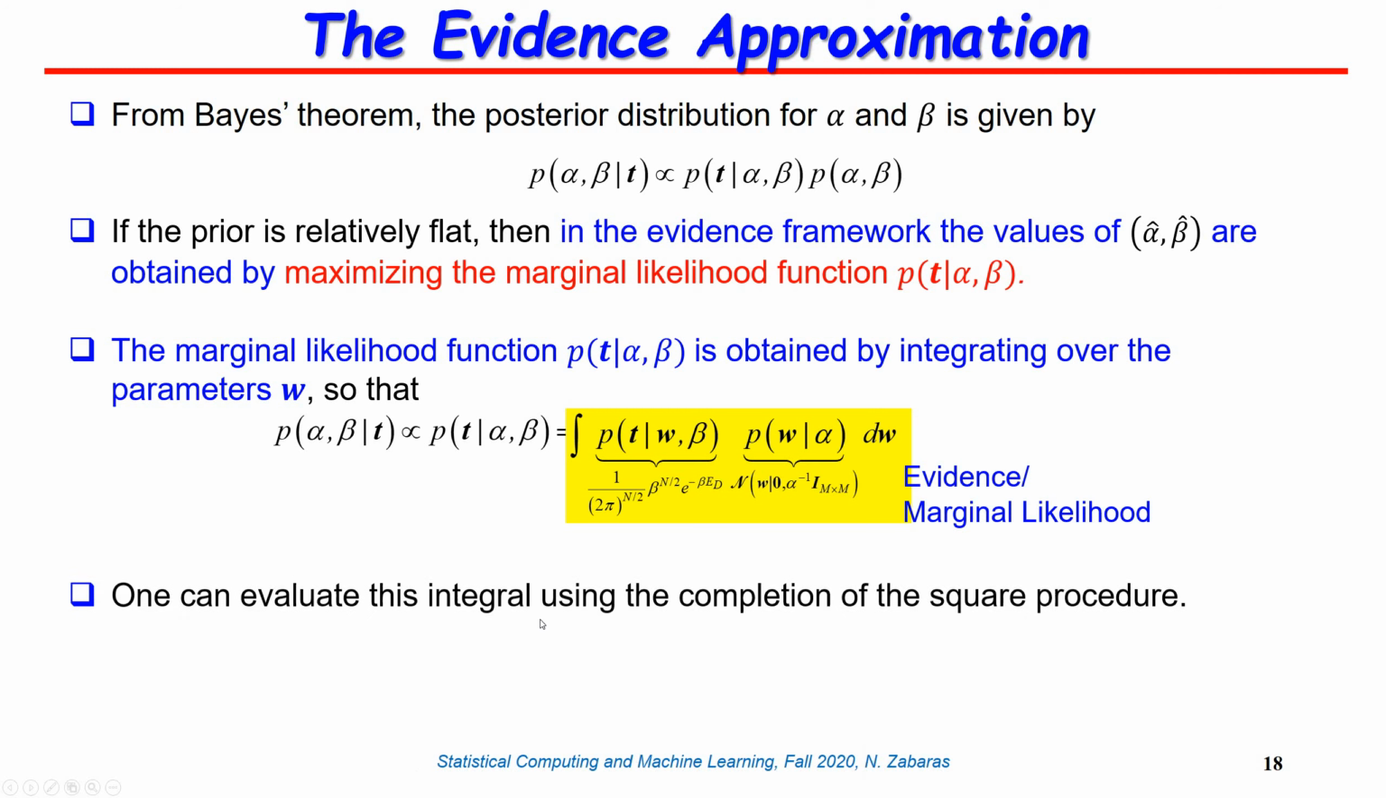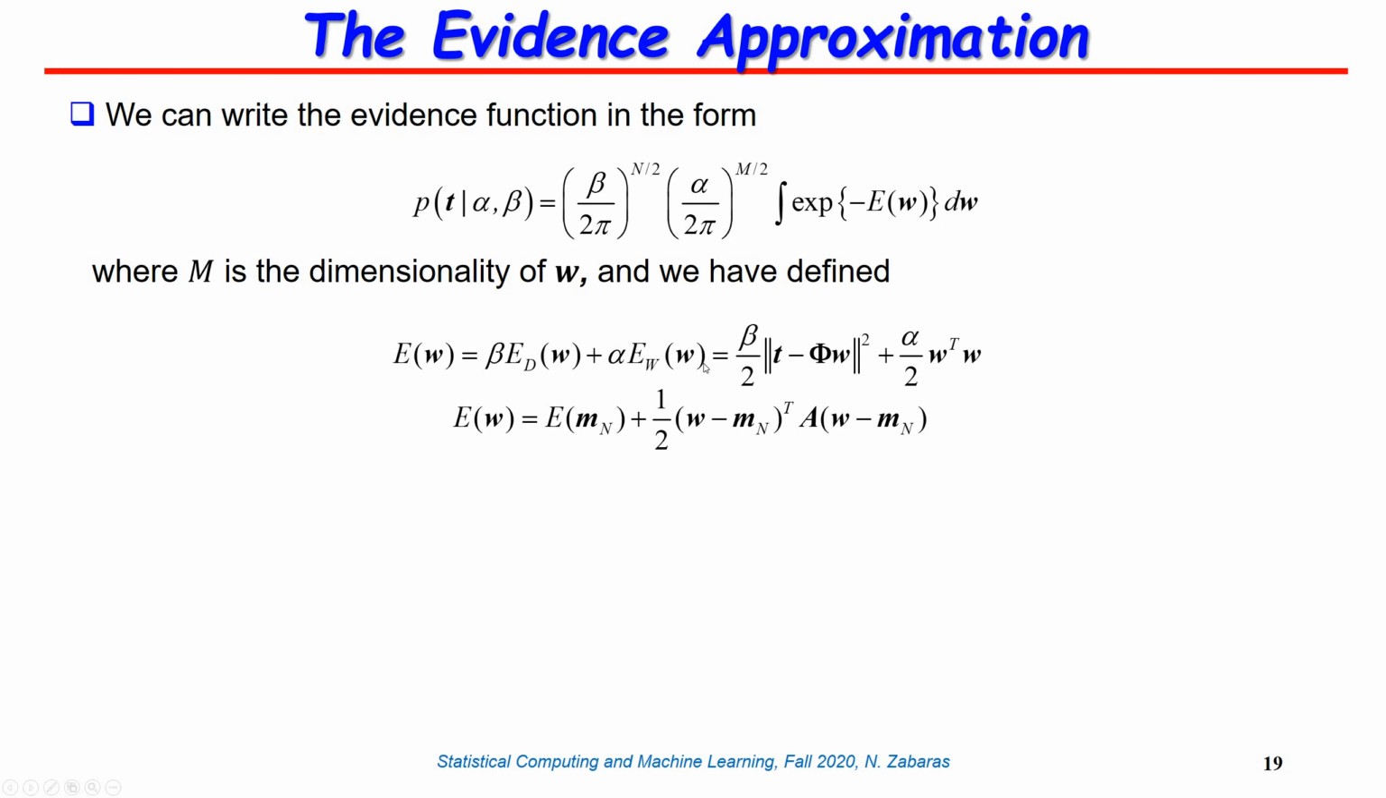Okay, so this is what I have. So effectively, I can rewrite my marginal likelihood: this E of W is given by beta over 2 times the squared error of my regression function in approximating, in coming close to, my target values T, and then this term W transpose W times alpha over 2 comes from my prior, that is a Gaussian with mean 0 and precision alpha.